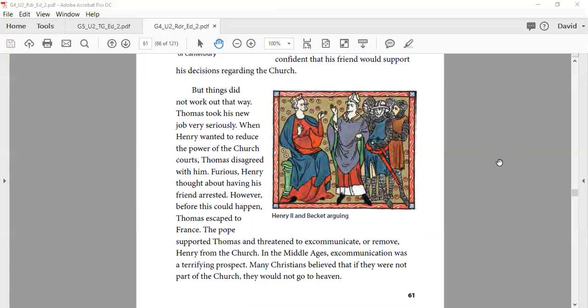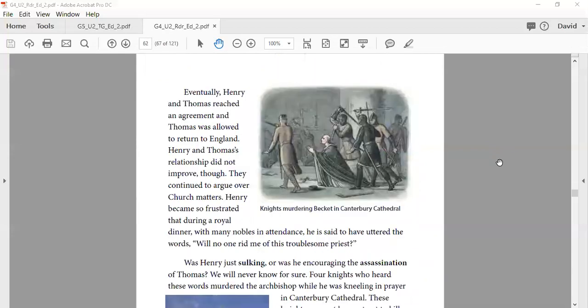The Pope supported Thomas and threatened to excommunicate, or remove, Henry from the church. In the Middle Ages, excommunication was a terrifying prospect. Many Christians believed that if they were not part of the church, they would not go to heaven.